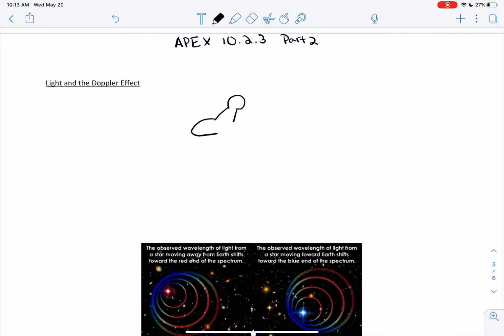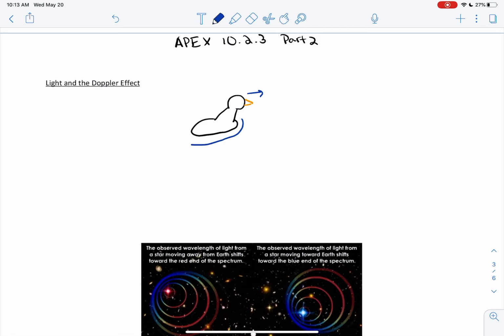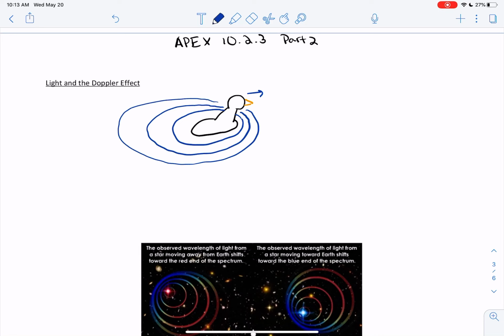So I always like to think of the Doppler effect with a duck in a pond. So let's say our duck wants to go to the right. The ripples around the duck are going to start to bunch up in front of him when he starts moving. The ripples behind the duck start to spread out. Okay, and you've probably seen this happen before.